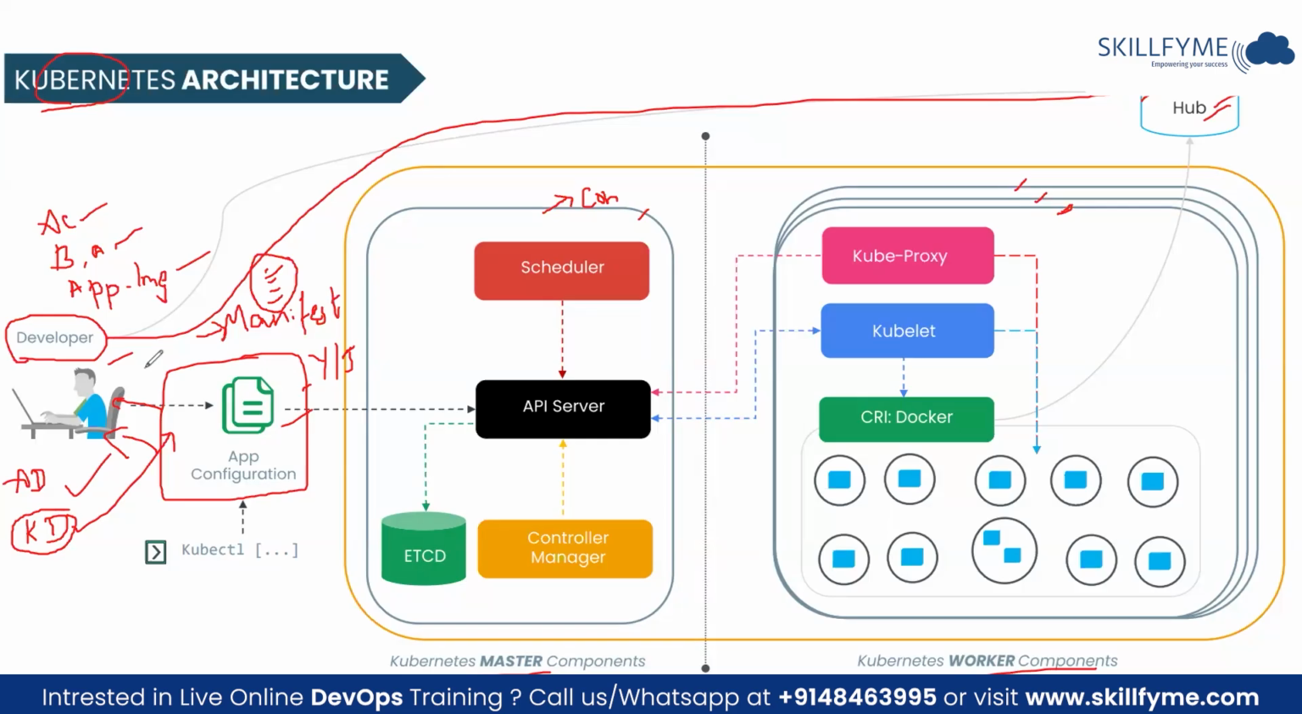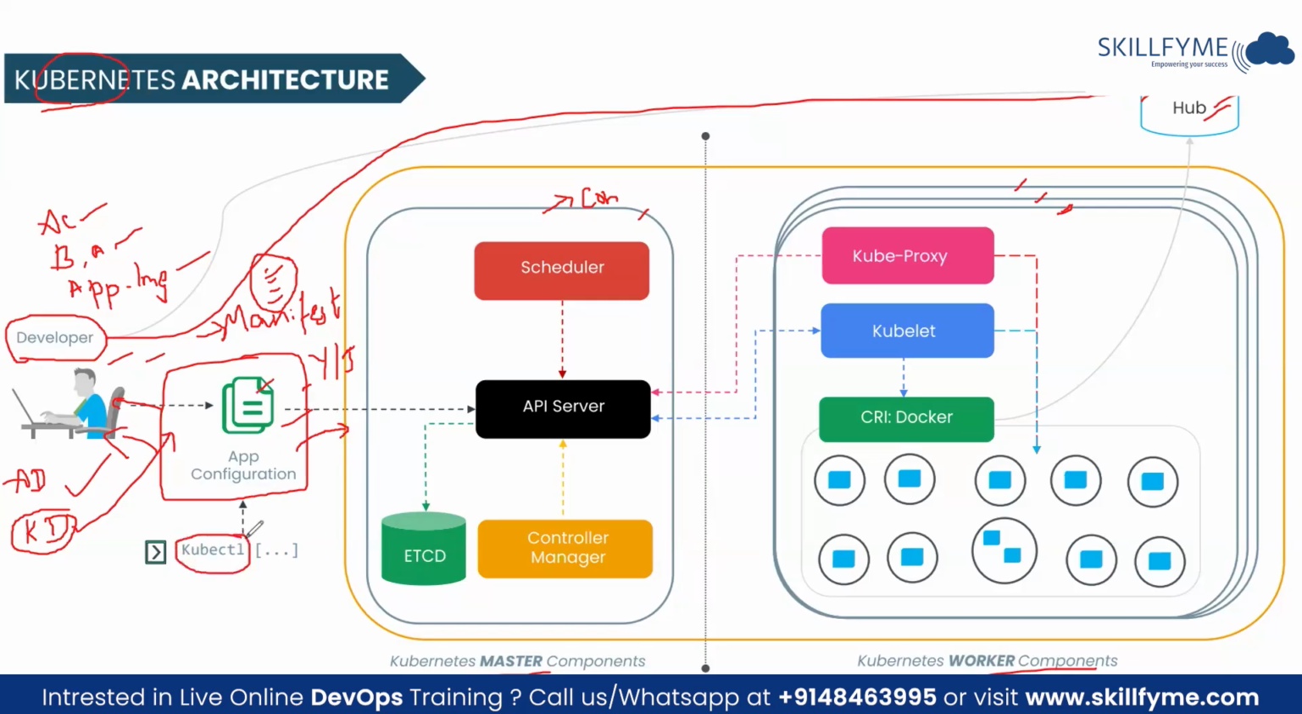Just as we maintain the pom.xml file and the Dockerfile, this manifest file should also be part of the source code repository. Understood? Now, once the manifest file is ready, how can I submit it to Kubernetes and run it? For that, we use a CLI called kubectl.